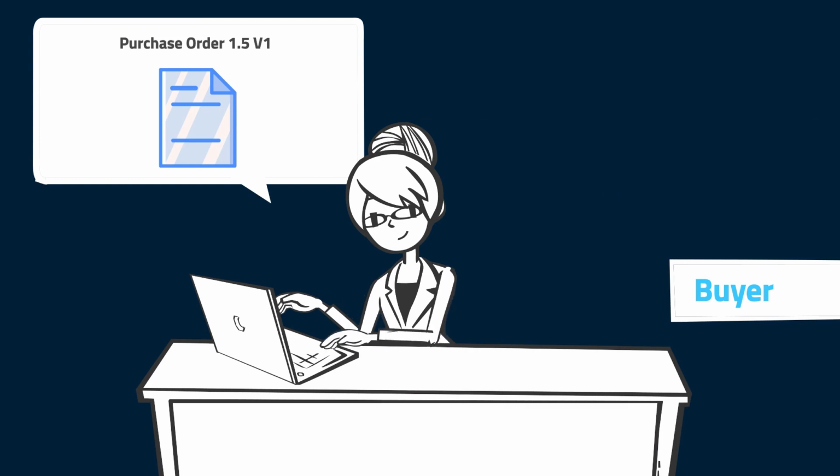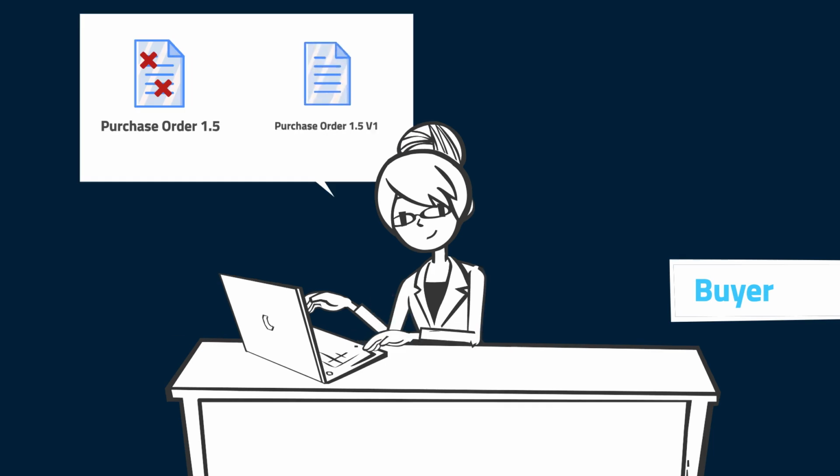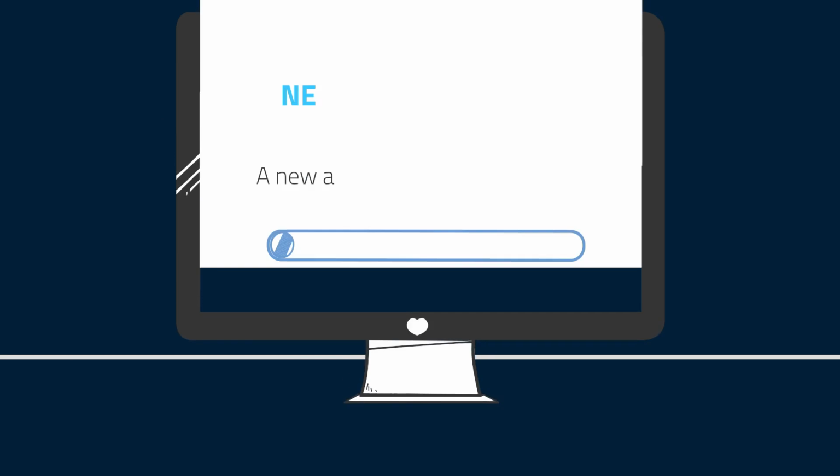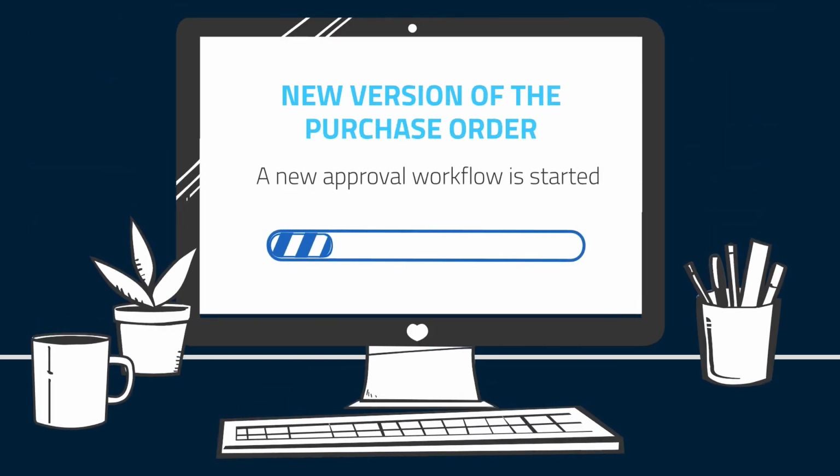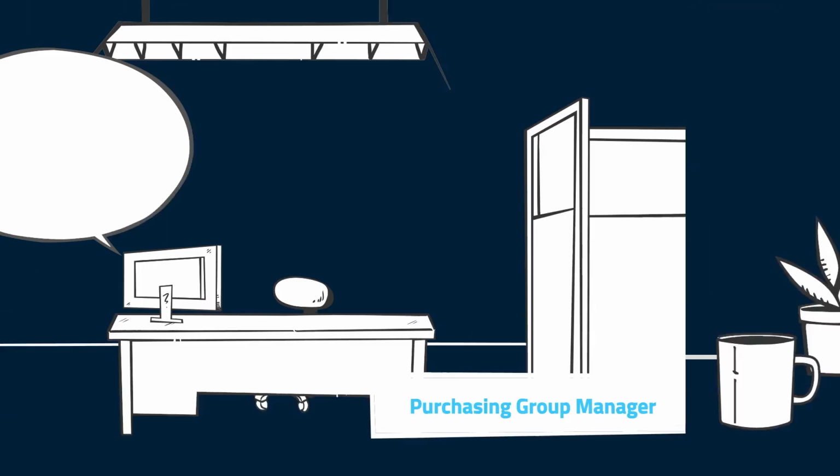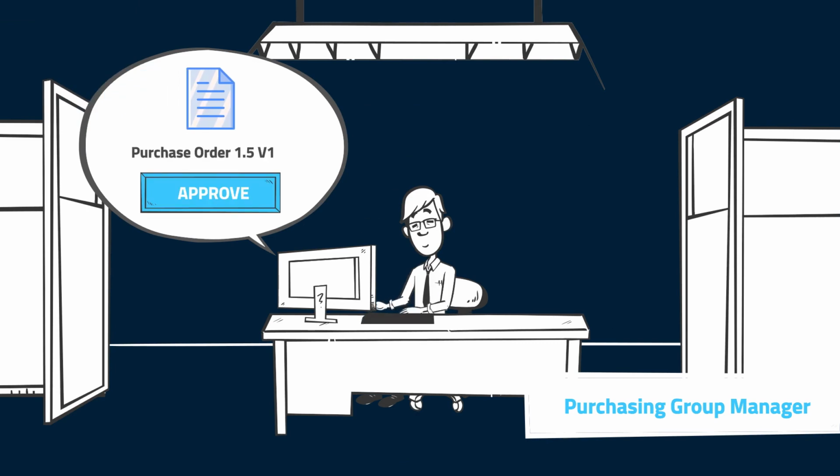Anna reviews the purchase order and confirms the changes. Once she creates a new version of the purchase order, the new document is saved automatically. So, a new approval workflow is started on the new version of the purchase order. Bob approves the new version after having verified the corrections.